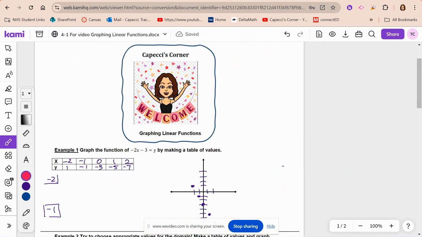Today in Capechi's Corner, we're going to look at graphing linear functions. A linear function is a line. Do you see the word line in there? That means it's a line.